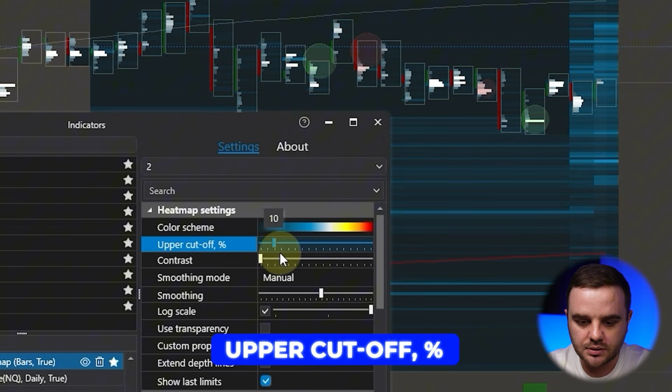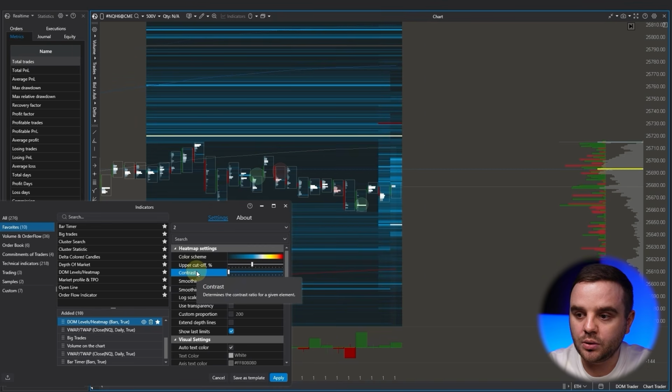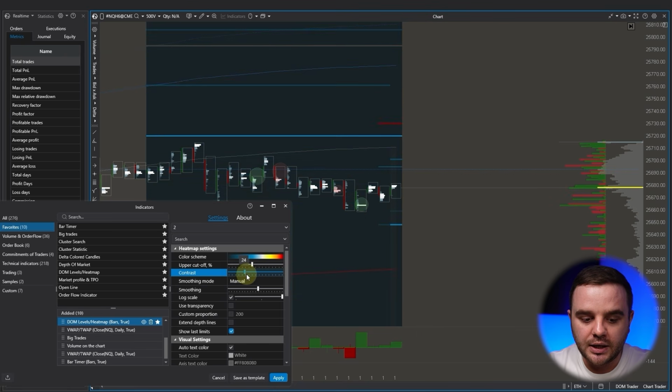Next setting is upper cutoff percent. As you can see, this one. And the second one is contrast. About contrast, I use it only when I see significant limit orders, because honestly, there are different days. There are days when you will see no big volume, like 50 contracts limit order, 100 contracts limit order. In those cases, you can do some contrast.